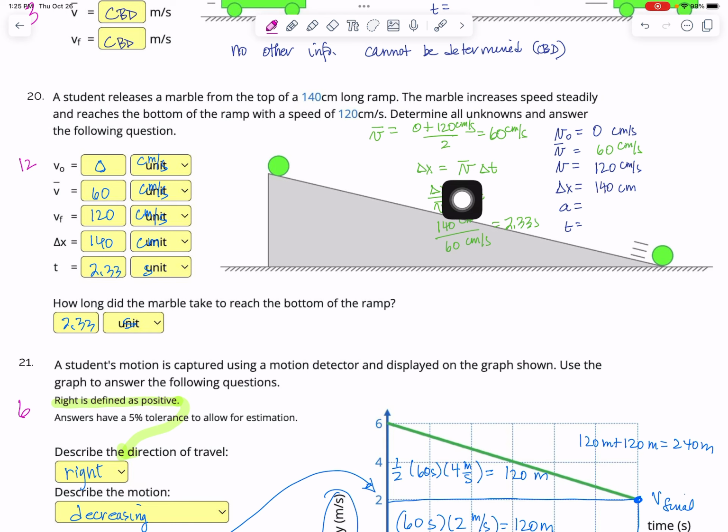And then I use this equation that displacement is the average velocity times the time. And I solve for time. 140 over 60 gives me 2.33 seconds. And as before, every single blank is a point.